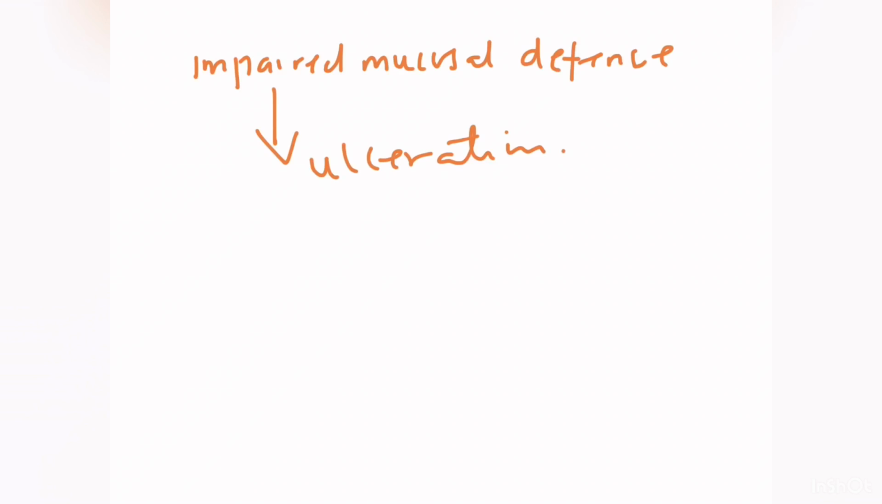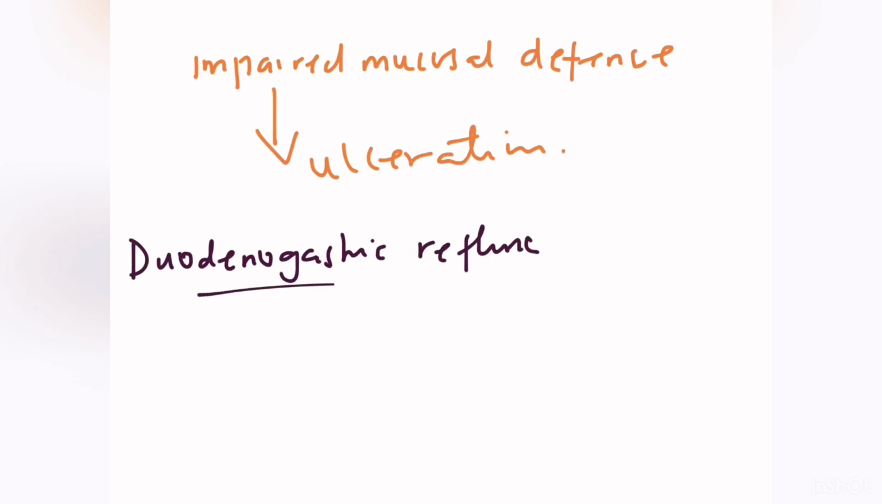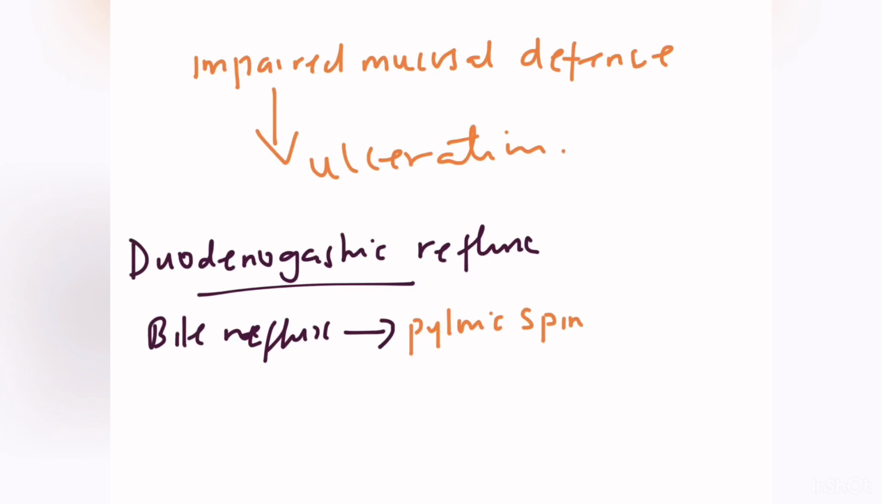So now the next one is the duodenogastric reflux, which I told you is also the bile reflux. So bile reflux happens due to what? Pyloric sphincter incontinence.